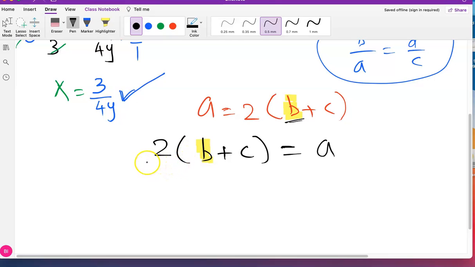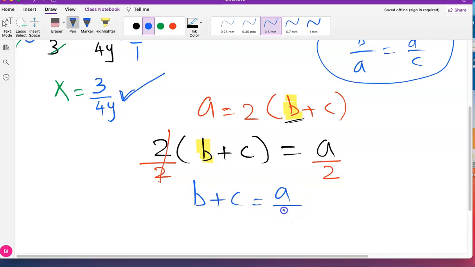And here 2 is away. So let us divide by 2 on both sides. This divided by 2 and that is 2, right? So cancel off 2 on both sides. 2 and 2 cancel off. Then you have B plus C is equal to A over 2.